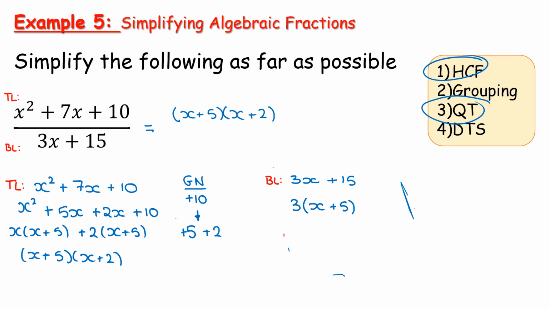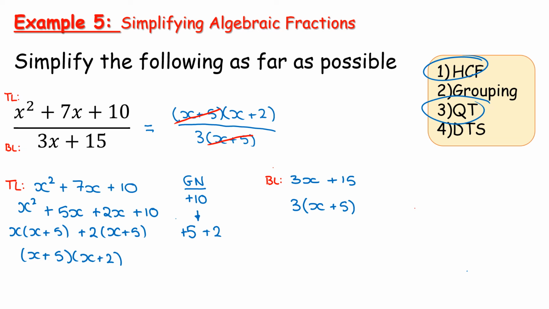And I'm going to replace the bottom line with 3 times x plus 5. And what you will see is now there's actually 2 brackets that are the same. So there's a bracket above and below the line, so I can cancel the whole bracket. You can't cancel parts of the bracket. It's not possible. It must be the whole factor.